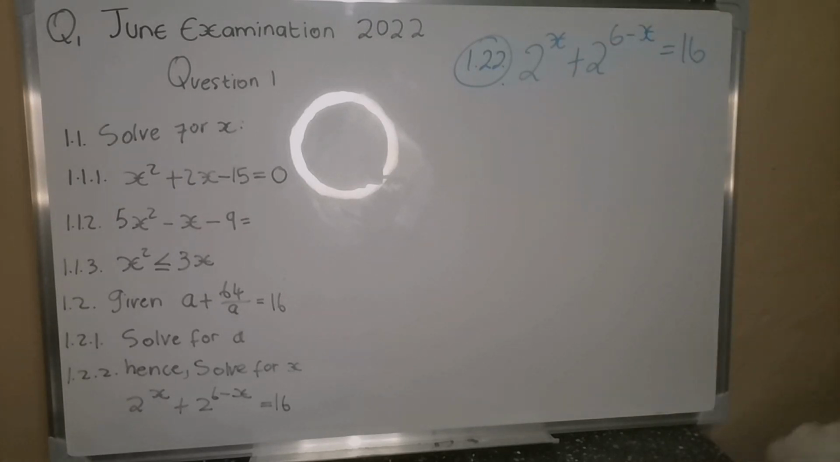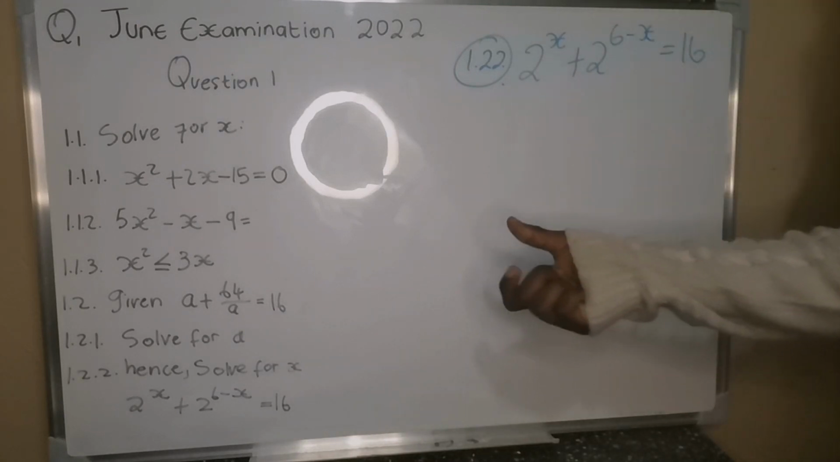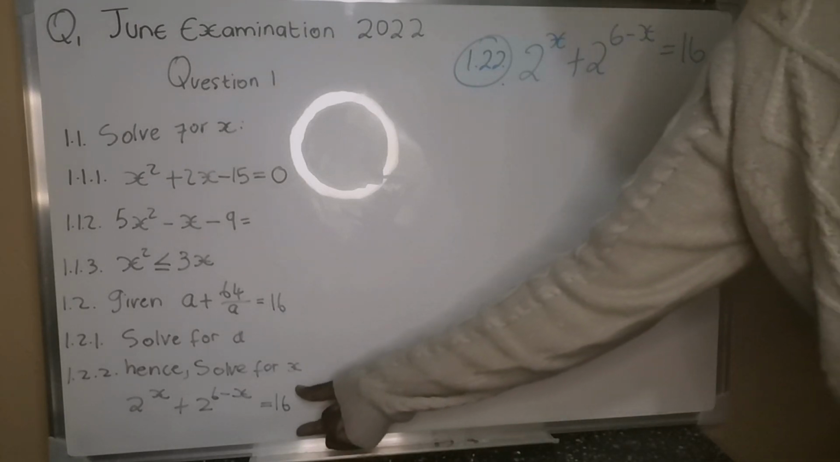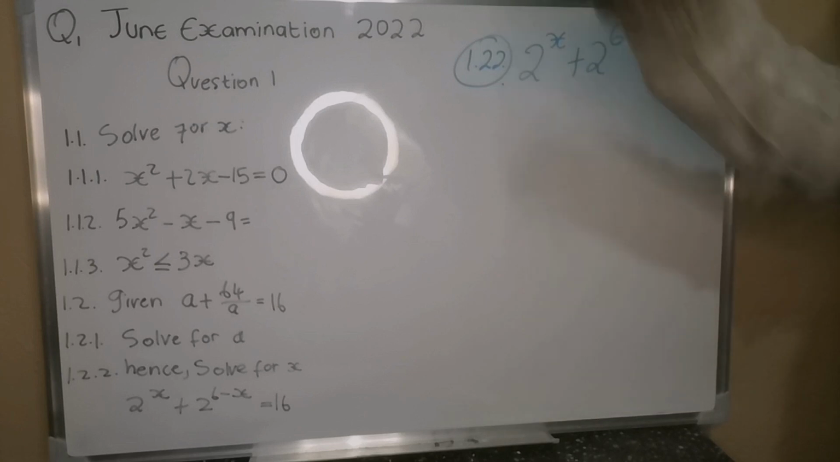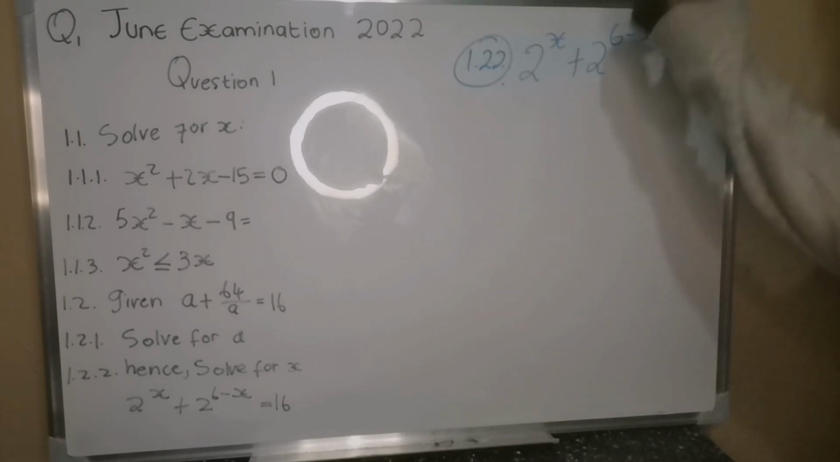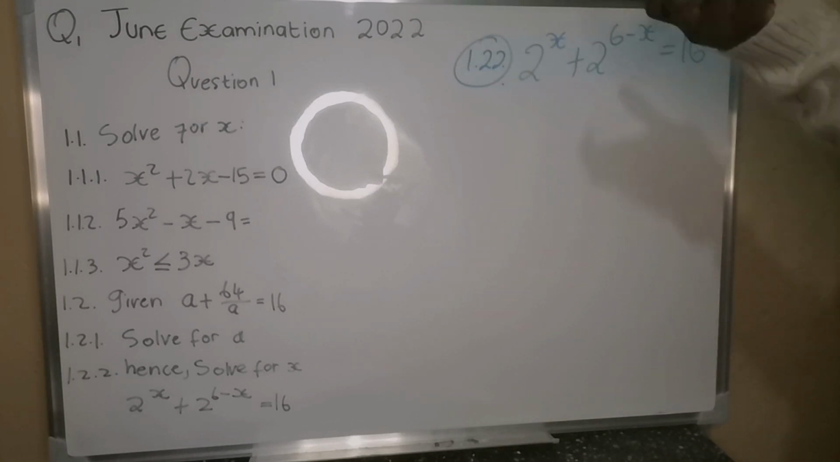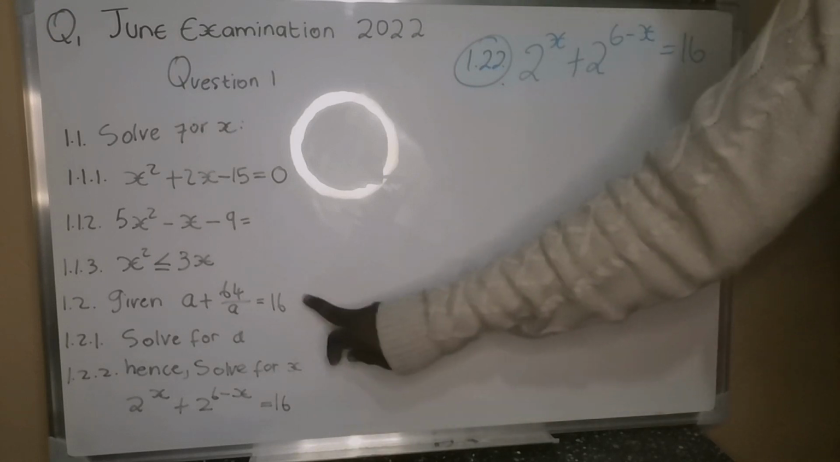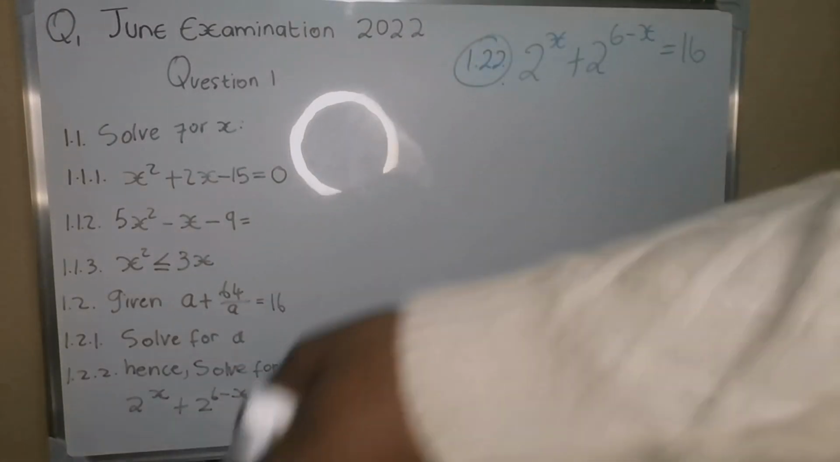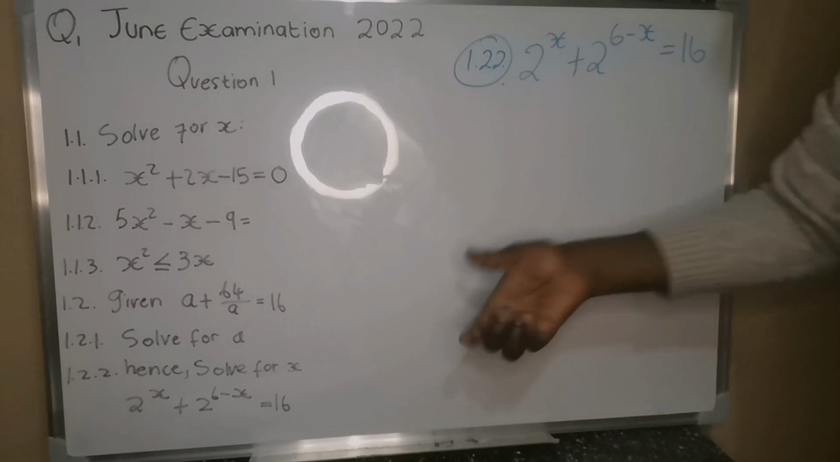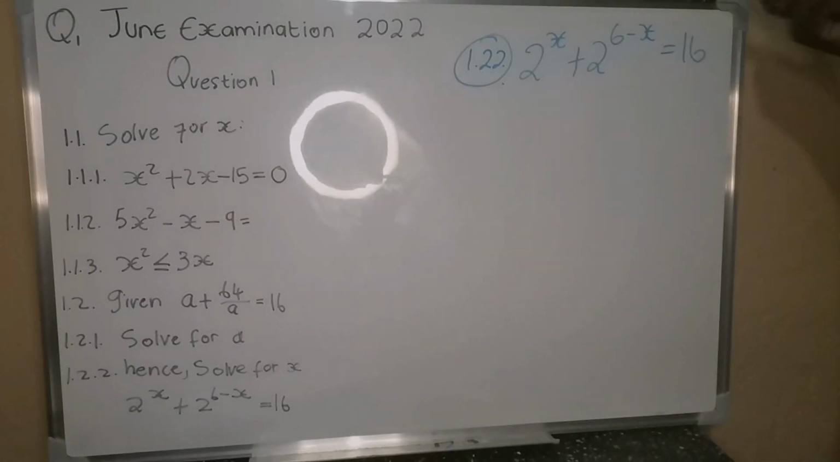If they say hence, they mean there might be similarities between this question and the previous one. So you might apply the same method, or there's something that is going to be similar between these two questions. But it does not mean you must deviate from what you understand. Solve for x, basically. Let us solve for x.